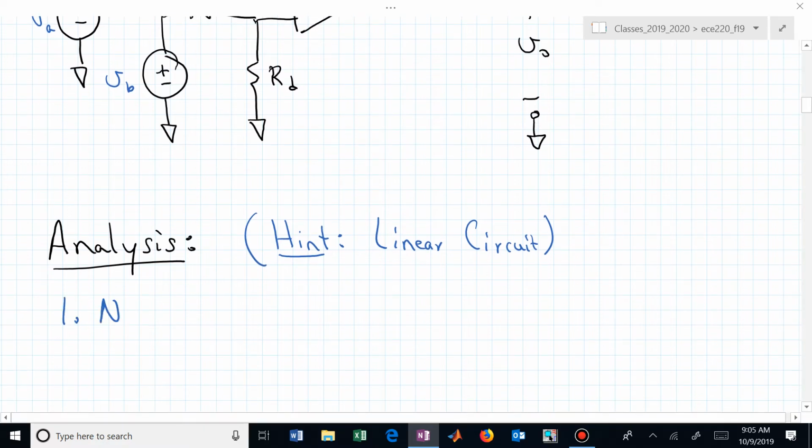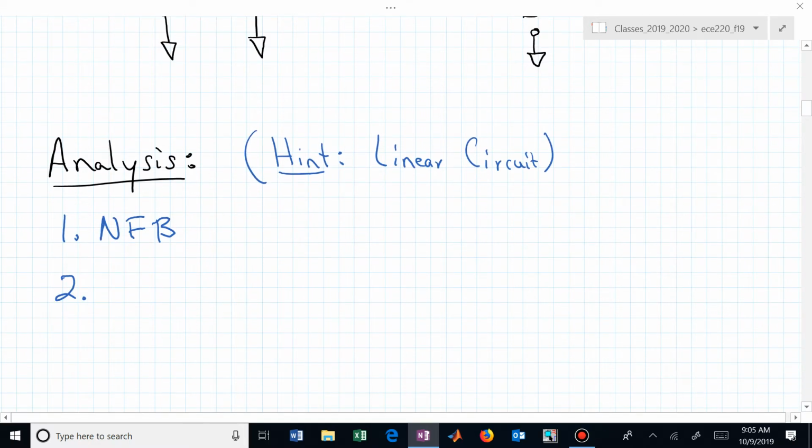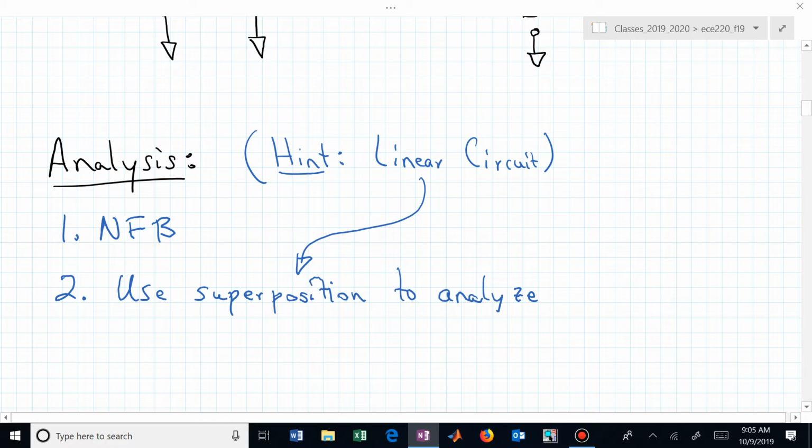First, we've noticed, hopefully, that we do have negative feedback, and second, in our analysis we can use superposition. We don't have to, but this might help us more clearly understand the contributions from each of those sources. So we're going to use superposition to analyze that circuit. That's the linear circuit that we mentioned. We're using that linearity property to allow us to use the superposition principle.